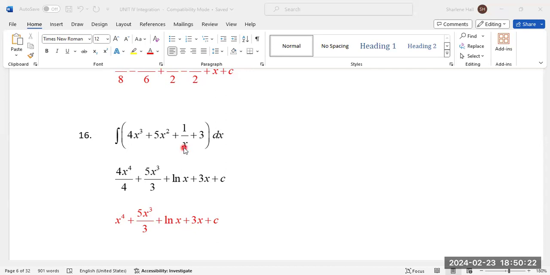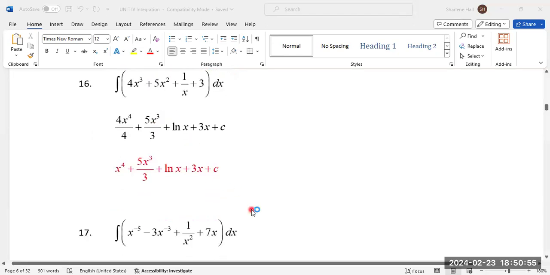So anytime you're given 1 over x or 5 over x or anything at all over x to integrate, always remember it's going to be the ln function. So just remember that. All right, sir. And then you're going to have, of course, the 3x plus c. Remember, your plus c is very, very important.